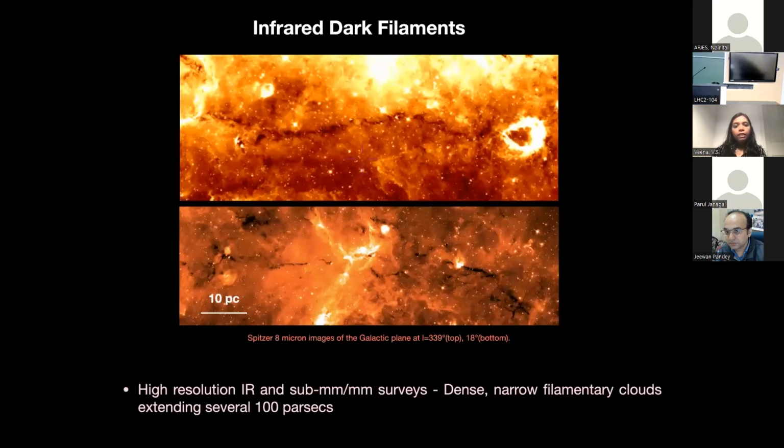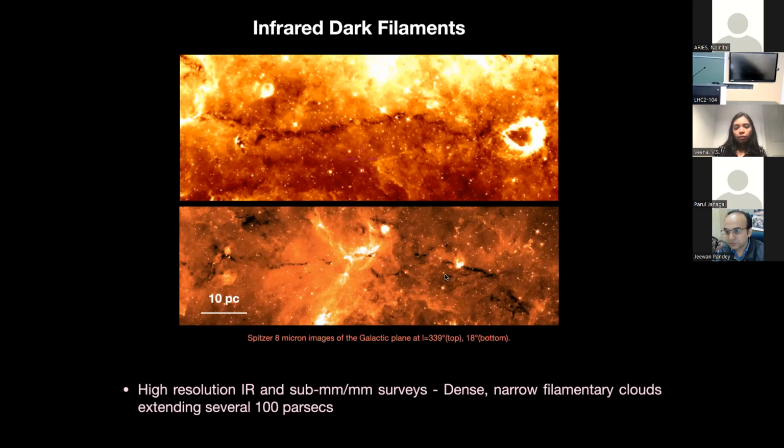For example, in the last decade, there is an interesting discovery about filamentary structures seen in the infrared maps. So shown here are the 2 maps in the inner galaxy in the first and fourth quadrant, the infrared emission maps at 8 micrometer. And in both these maps, you can see some structure, a highly linear filament-like structure in these images, which are extending to hundreds of parsecs.